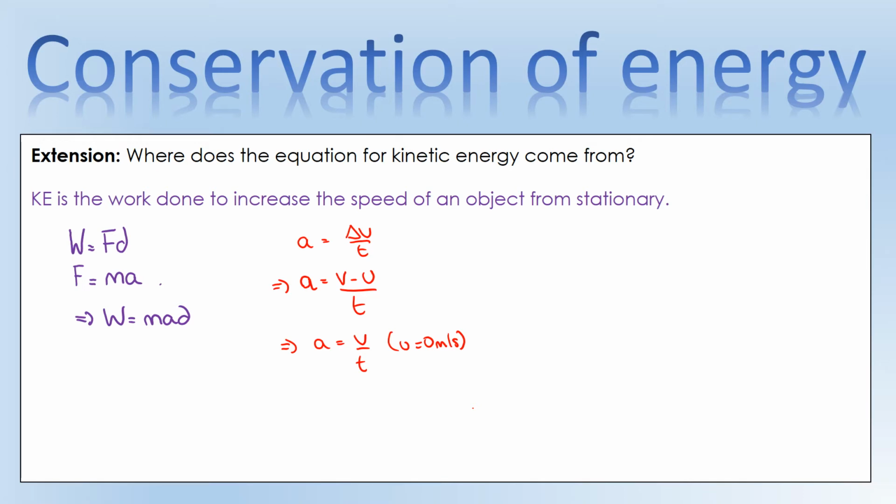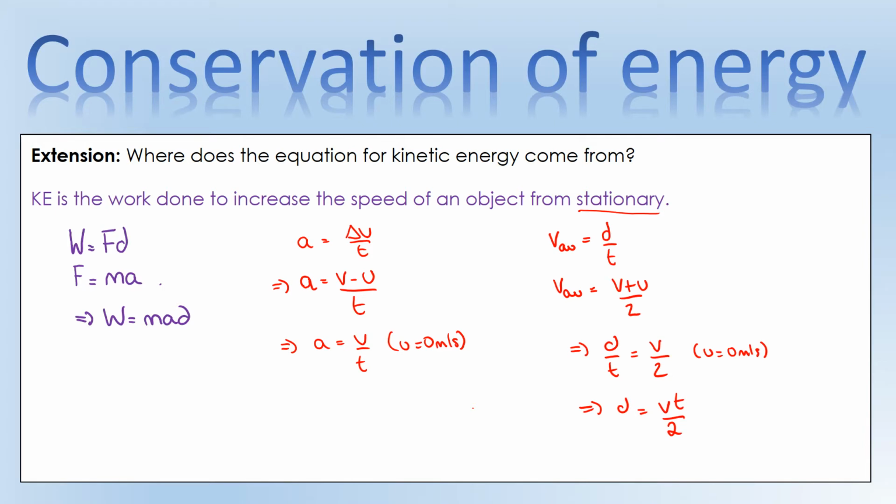Change in velocity we can express as final velocity minus the initial velocity, which we can simplify to this because we're told it's initially stationary. So that's what we're using here. Because the object is stationary, that means u, or the initial velocity, is 0.